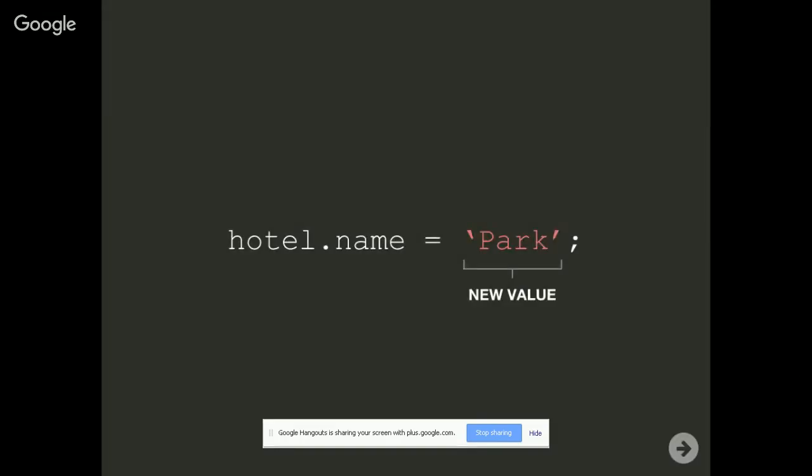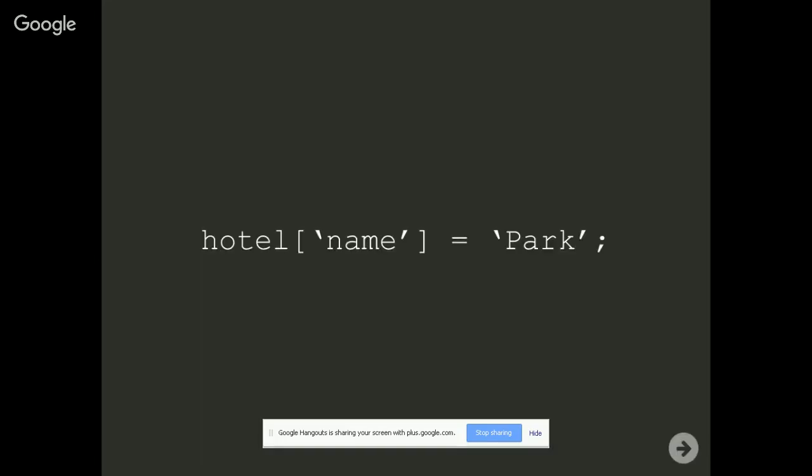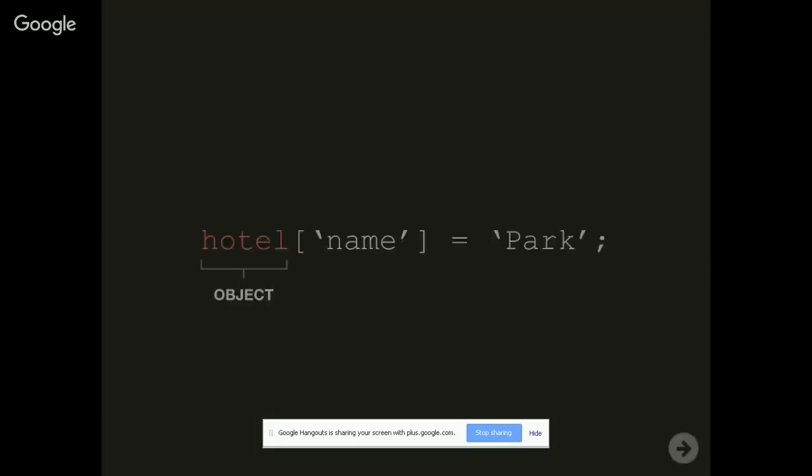Okay, so this is the new value of that property. This is the alternative syntax. You don't need to necessarily learn it, just be familiar with it. We can just stick with using the dot notation. I think that's more clear.